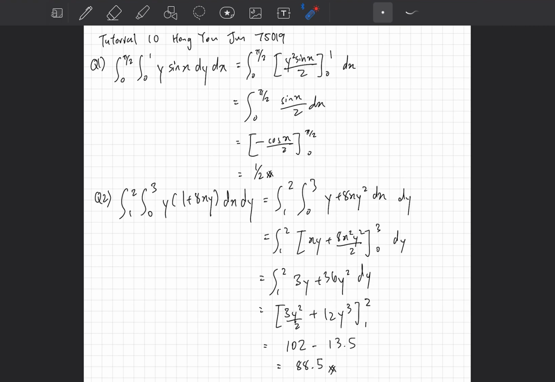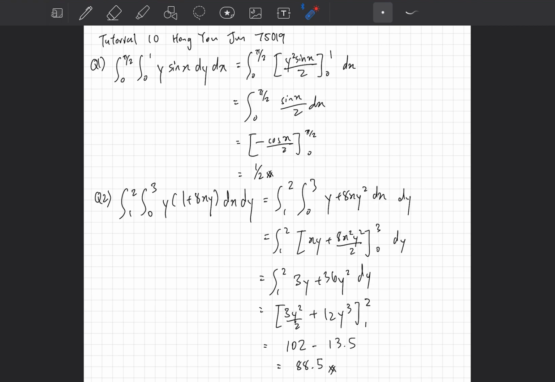So question 1 of tutorial 10 is to evaluate the double integration of y sine x dy dx. First we integrate with respect to y, which gives y squared sine x over 2 from 0 to 1. Then you get the final answer of sine x over 2. Then we integrate with respect to x from 0 to pi over 2. The answer will be negative cos x over 2. Then substitute with pi over 2 and 0, and we will get 1 over 2.